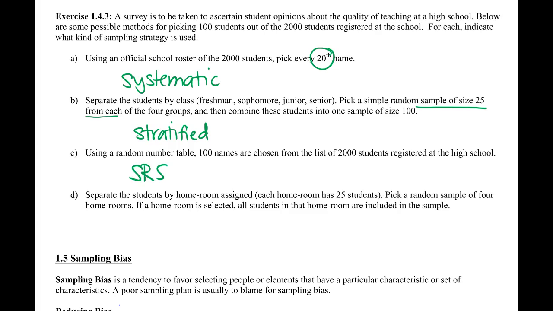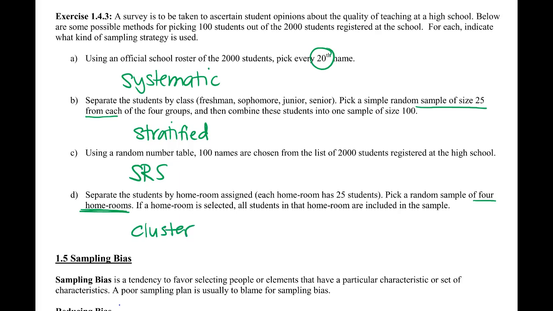And then our last question: separate the students by homeroom assigned. Each homeroom happens to have 25 students. Pick a random sample of 4 homerooms. If it's selected, all the students are included. So our random sample of 4 is happening to the homerooms, to the groups themselves, not to the students. This is how we know this is a cluster sample.